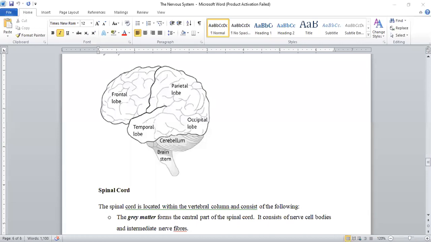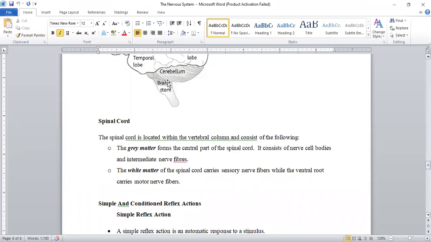Then the other part of the CNS, we have the spinal cord. The spinal cord is the continuation. It branches from, you see, the brain stem. So from the neck we have the spinal cord, which is branching from that part. So it is actually a continuation of the brain.